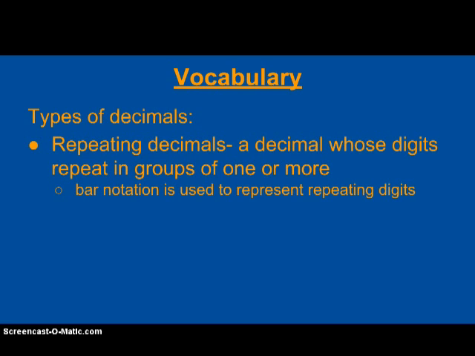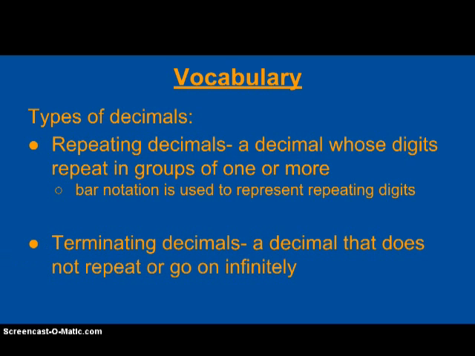Our second type of decimal is terminating decimals. If you think about what the word terminate means, that means to stop or get rid of something. So a terminating decimal is a decimal that does not repeat or go on infinitely. So it's going to have a definite ending. For instance, 1/2 as a decimal is 0.5 or 0.50, and it ends right there. That would be considered a terminating decimal.